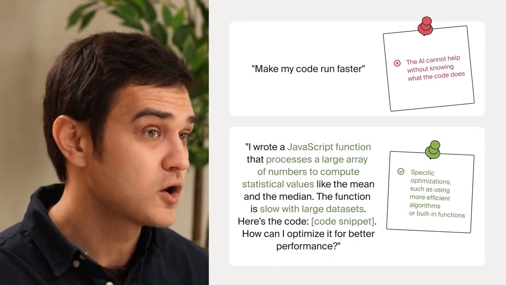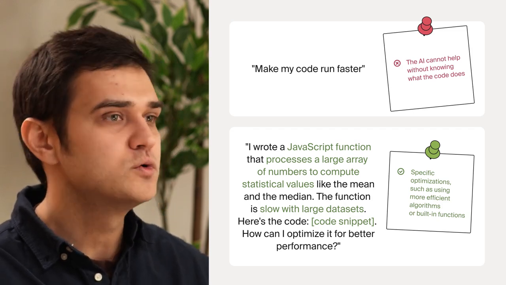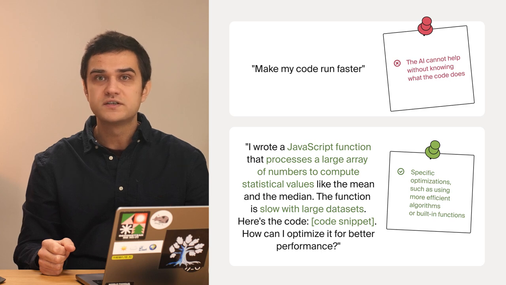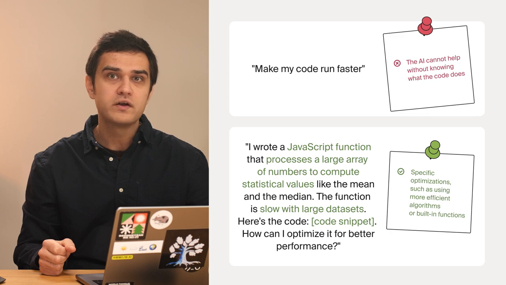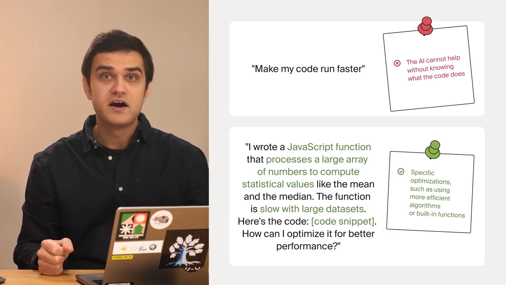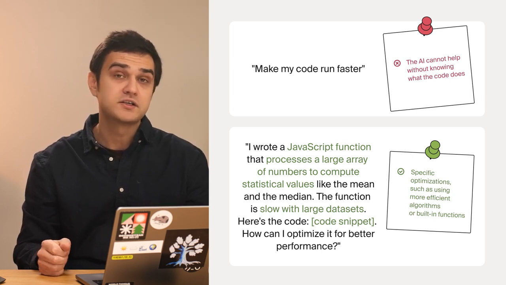Finally, let's look at a coding-related prompt. If you ask, make my code run faster, the model has no idea what your code does or where the problem might be. But if you explain what your code does, where you see the problem, and provide a code snippet, you'll receive much more useful and actionable suggestions.